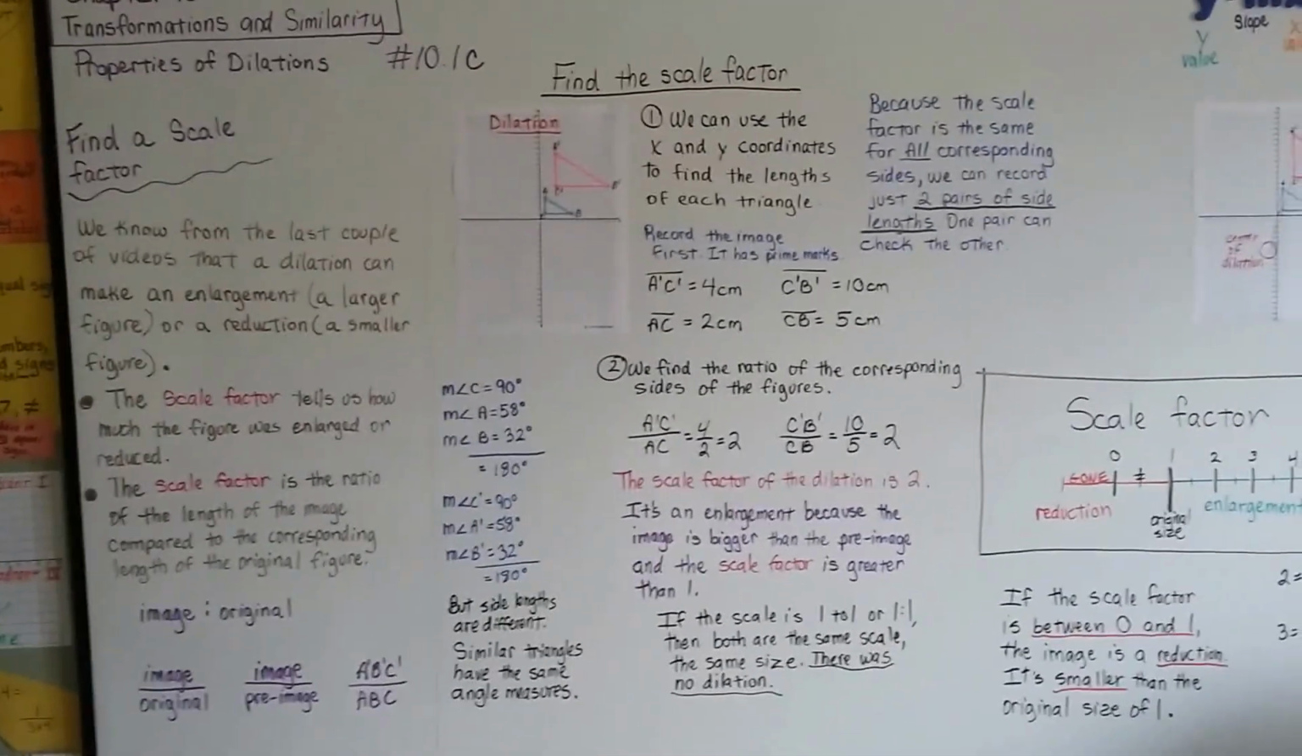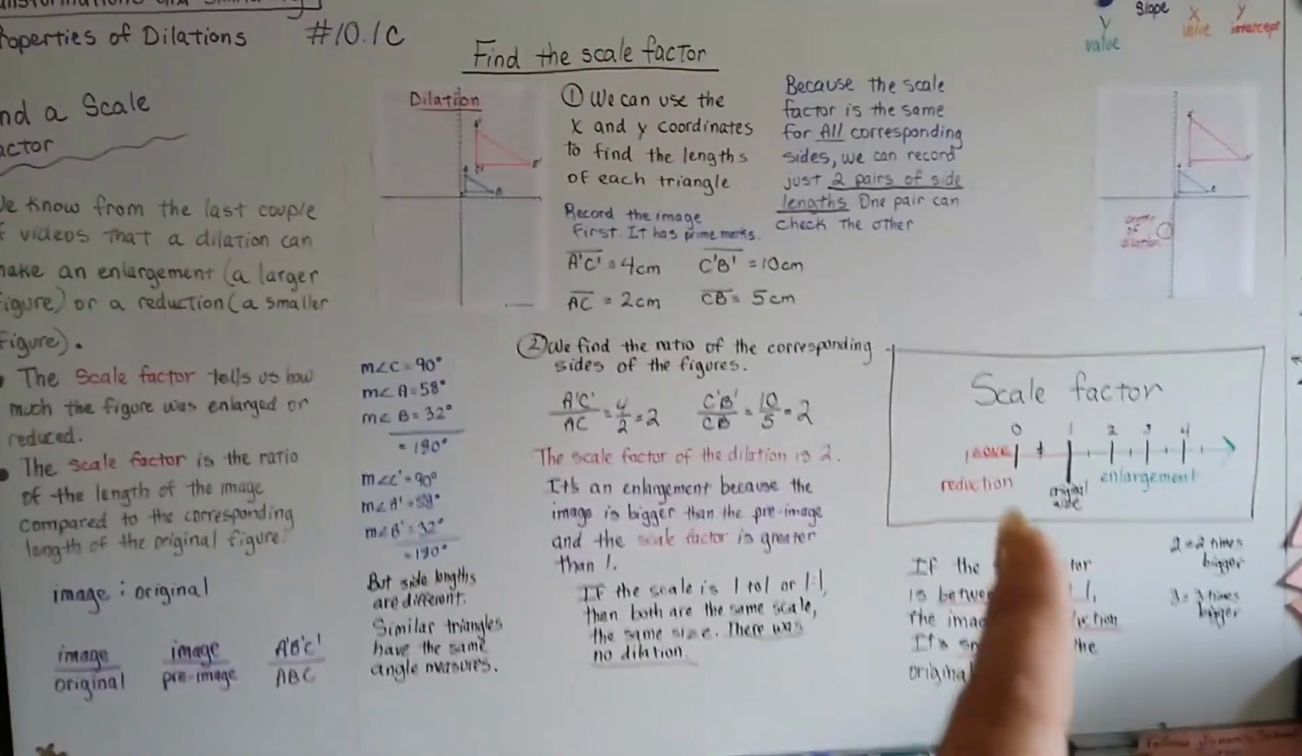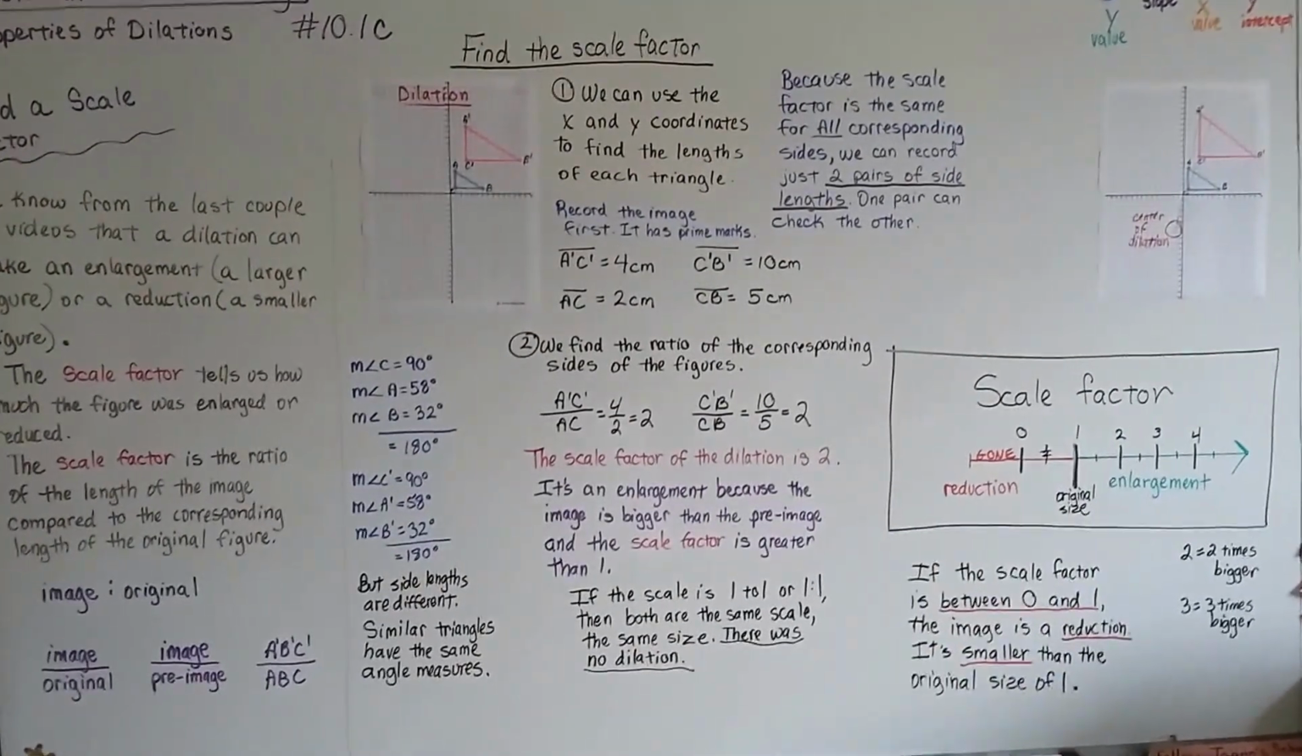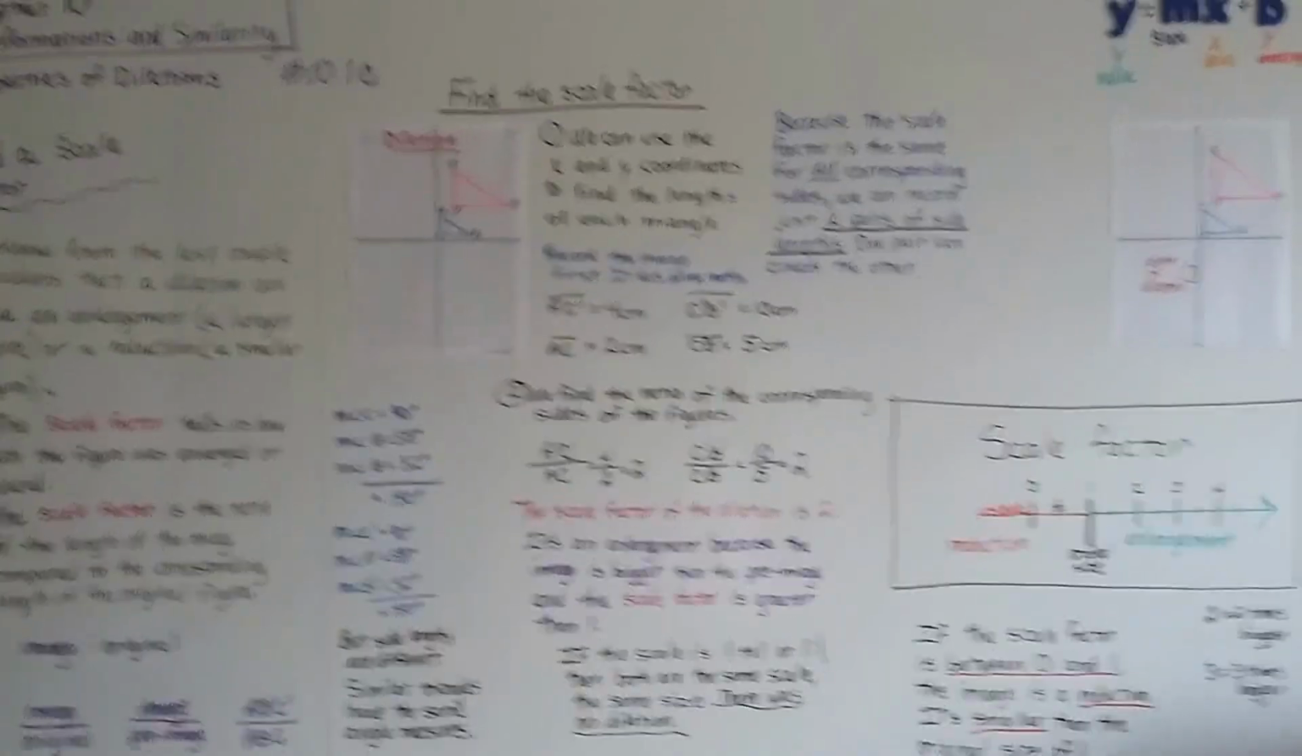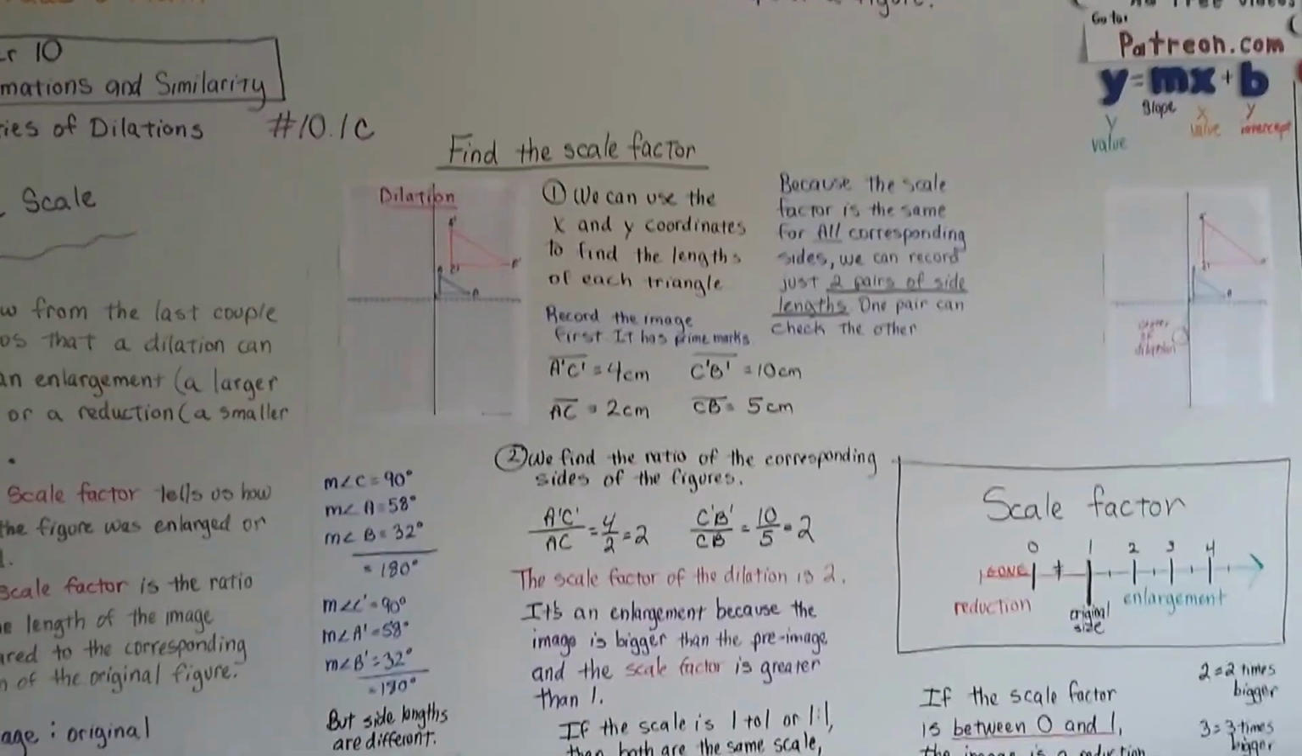So that's how we find a scale factor. Remember that it can only go to 0 because then it disappears. It gets so tiny it's microscopic and we can't see it anymore, all right?